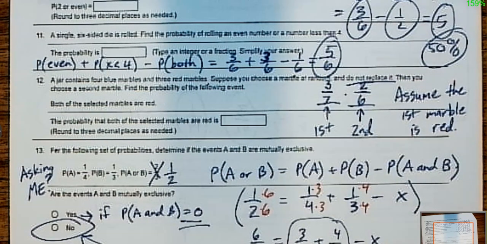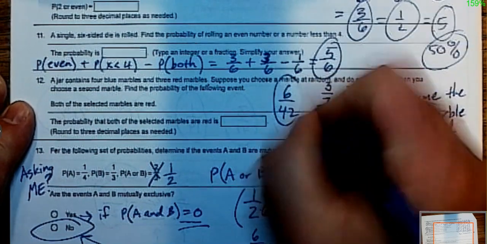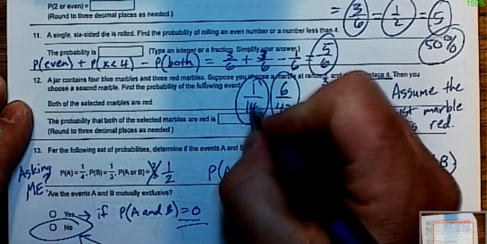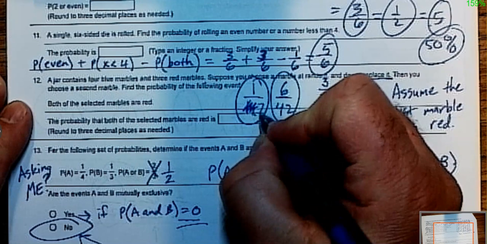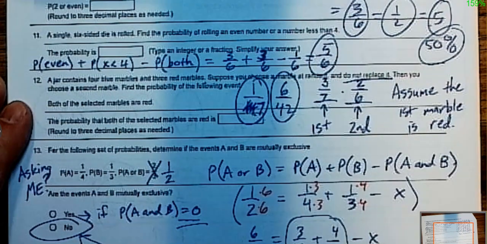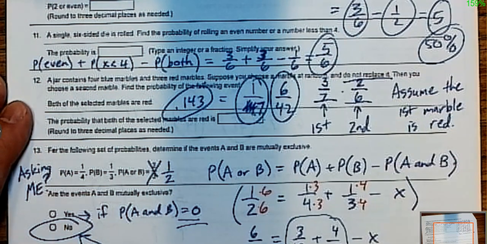Okay, what do we get? 6/42 is an acceptable answer. Is there another version? 1/14? Is it 1/14 or 1/7? It's 1/7. Wow, nice one. I think 0.143 is a good acceptable decimal if you're a decimal fan.